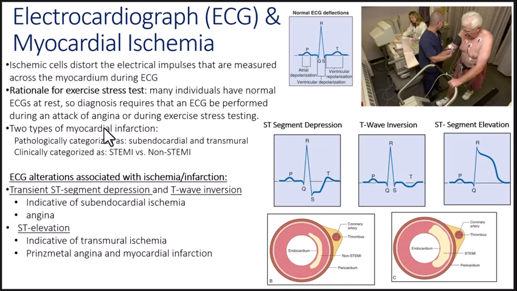There are two types of myocardial infarction. When coronary blood flow is interrupted for an extended period, we know that myocyte death, and pathologically we can see necrosis, can occur. And this results in a myocardial infarction. Pathologically, there are two major types of myocardial infarction: subendocardial and transmural.